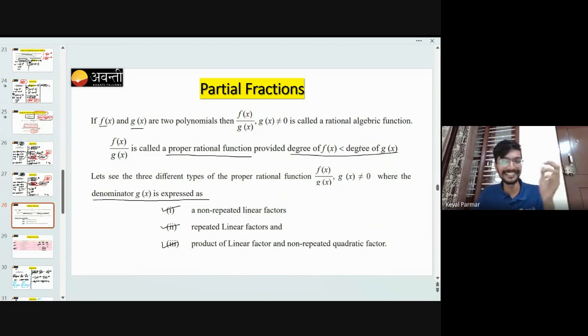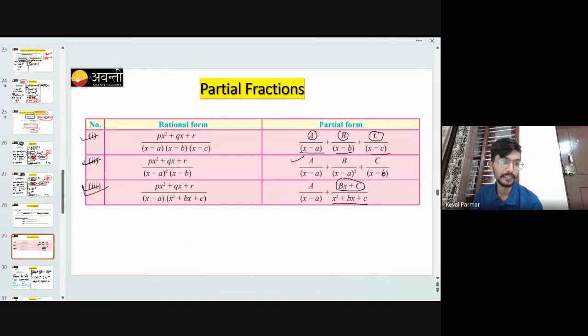Obviously, you must have guessed it. Improper will be the opposite of less than, it is greater than. So in here we have three types of rational forms: non-repeated, repeated, and linear into quadratic. Of these, we did two questions, of the first and second. The second was a bit lengthy. Now the third one will be more lengthy. But I hope you are ready. Not lengthy, if you enjoy it, then I don't think it will be lengthy.